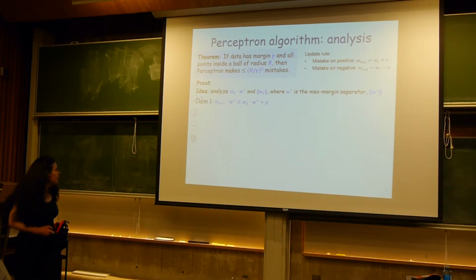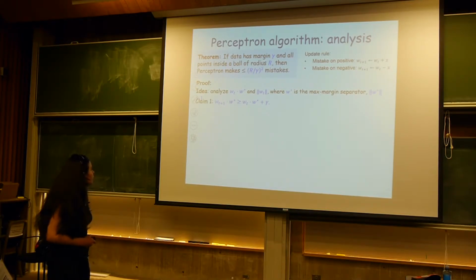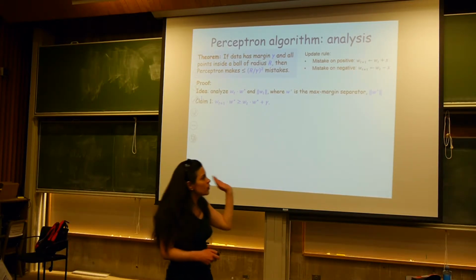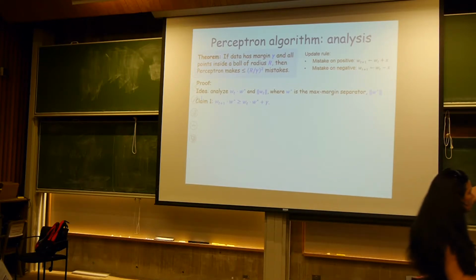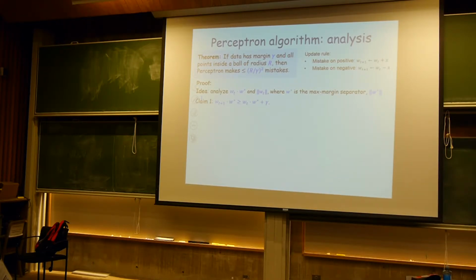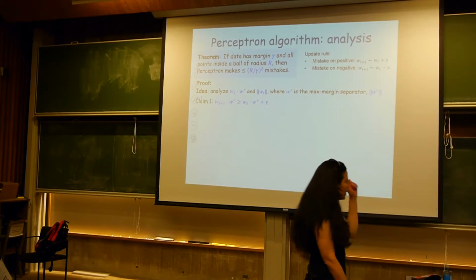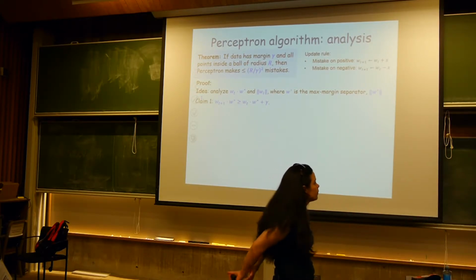So the very first claim, I have two claims. Oh yeah, I'm also assuming for simplicity that W star is the maximum margin separator, and I'm going to assume that the length of W star is 1. I can always renormalize that. So I'm going to assume that W star is of length 1.